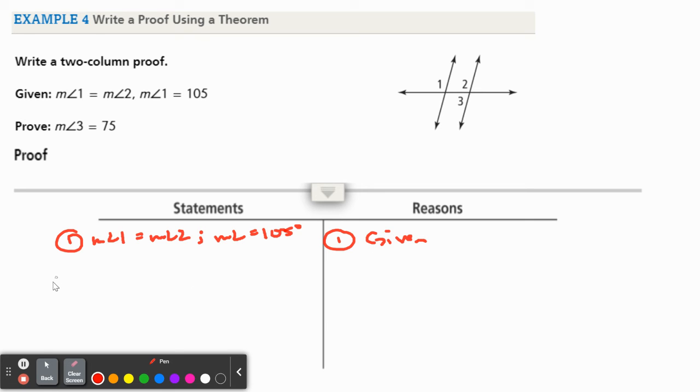All right, so what can I do from here? Well, if I combine these, if the measure of angle 1 is 105 and the measure of angle 1 equals the measure of angle 2, that means they're the same, then I believe that the measure of angle 2 is also 105 degrees. And that would be truly, they call it the transitive property. I think that's a good substitution idea as well, but we're going to go with transitive property.